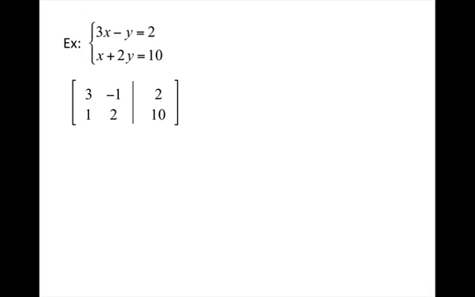Since I have a 2 by 2 matrix in front of my equal bar, I want to use the identity for a 2 by 2 matrix. So I want the 3 to become a 1, and I want the 1 to become a 0. You always get your 1 first and then the zeros.